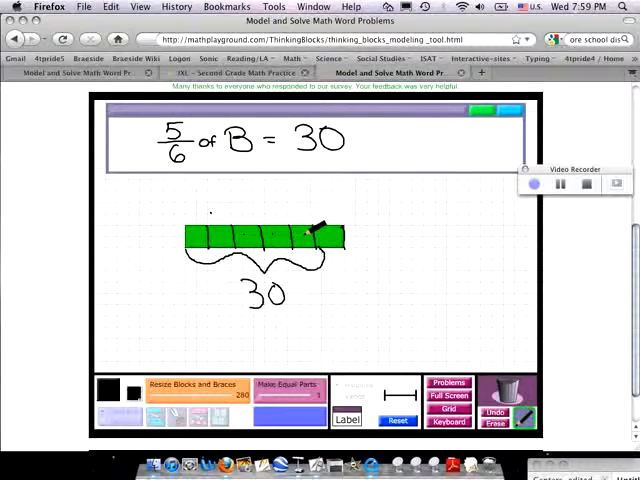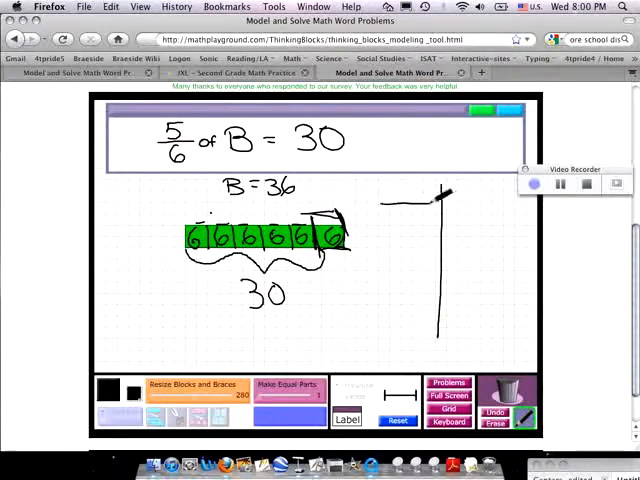You want to figure out what's the value of each part. The value of each part, 30 total divided by 5 equal parts, means each one has a value of 6. 6, 12, 18, 24, and 30. So what's the value of the whole candy bar? We can just add 6 to that because we just have 1 part left of the candy bar, and we get b is equal to 36.